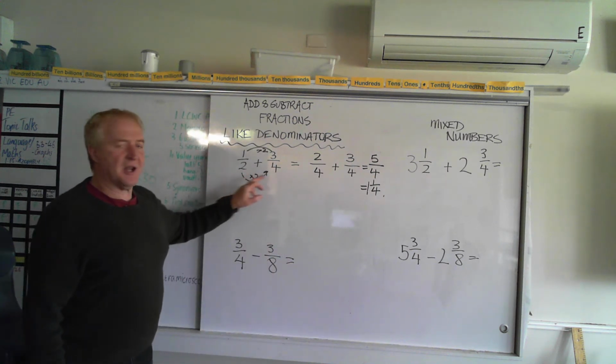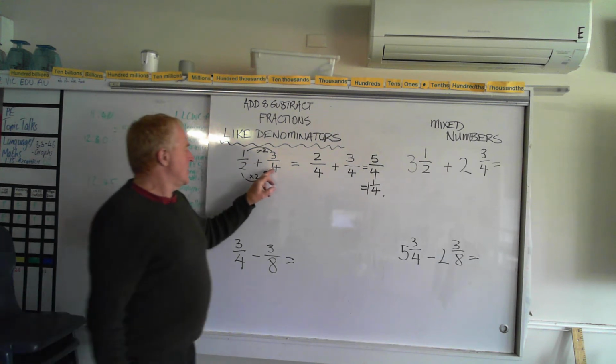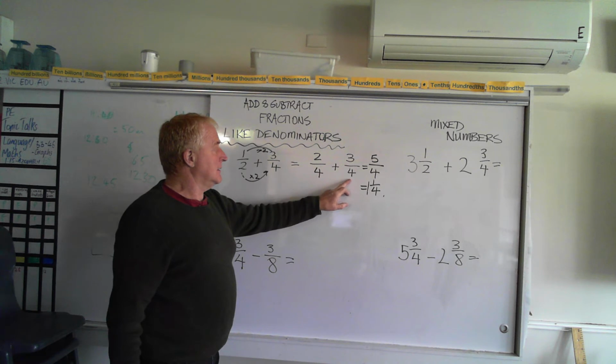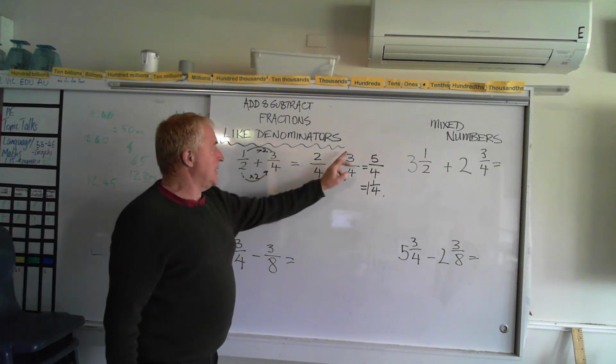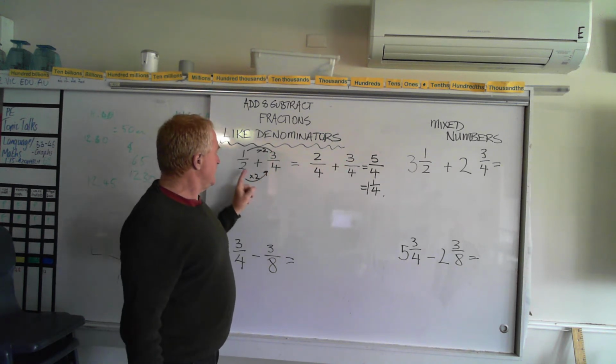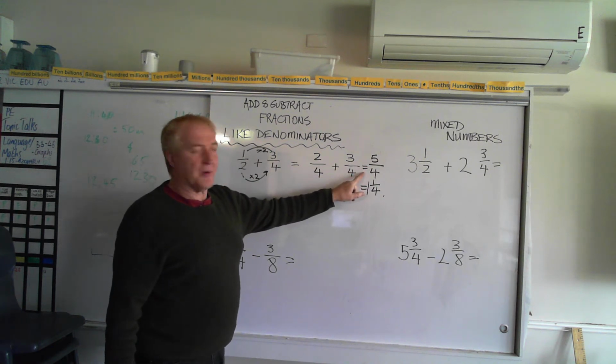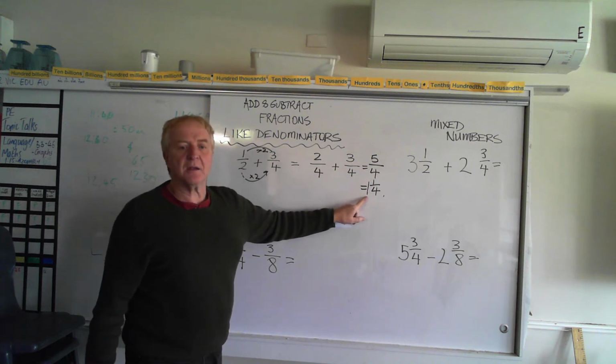Must be like denominators. Usually the largest one is the one we work with. Leave that one the way it is. Change this one. Add them together. An improper fraction. There's our answer. 1 1/4.